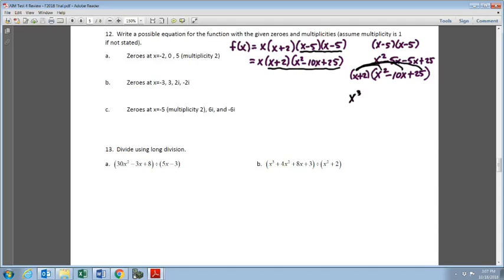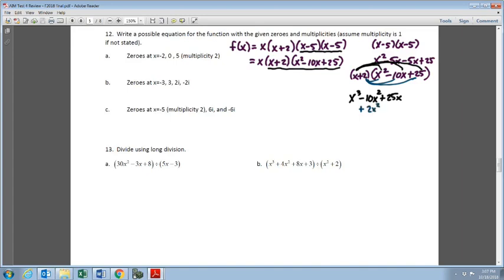And we're going to get x cubed. X times a minus 10x is a minus 10x squared. X times 25 is 25x. And then 2 times x squared is 2x squared. Well, we'll do the same thing with the 2 now. We'll distribute times each of the three terms.